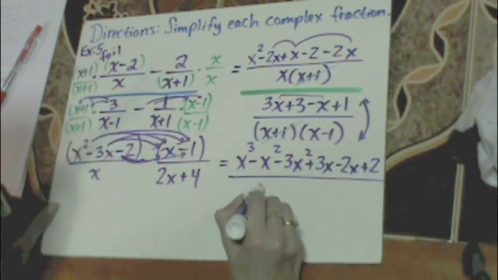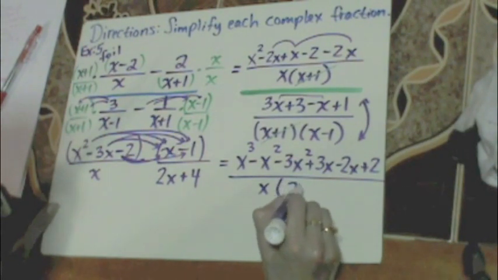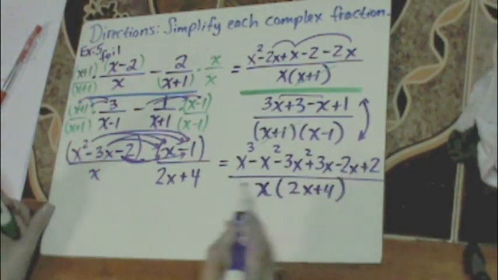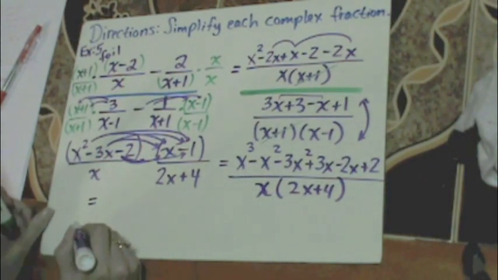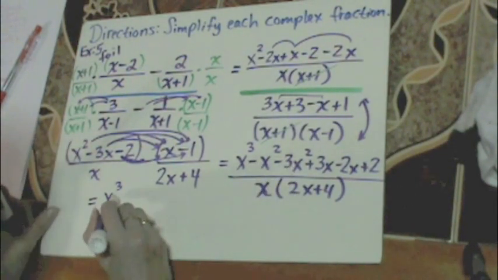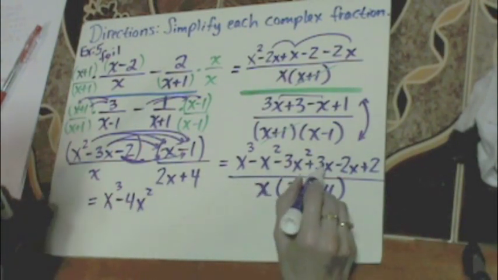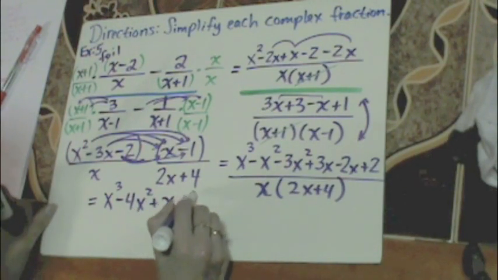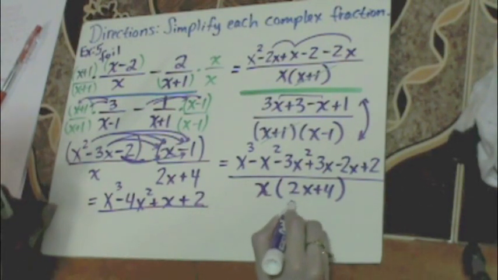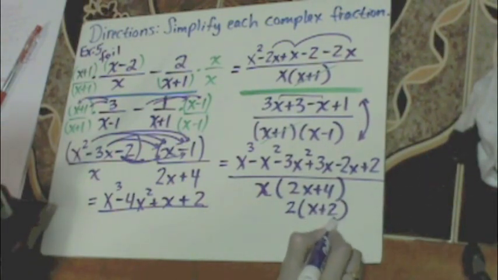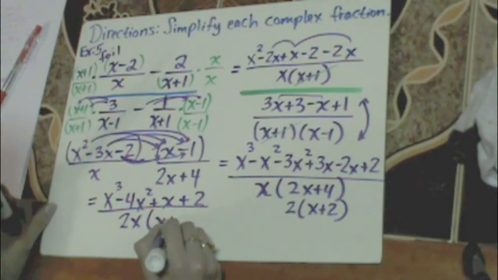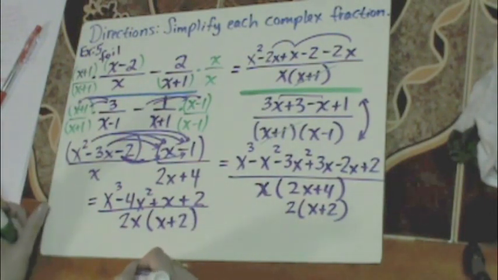Divided by x times 2x plus 4. Okay, so this is an x here. Alright, so let's simplify the top. So I've got x cubed. I've got a negative x squared, a minus 3x squared, because that's a negative 4x squared. And then I've got 3x minus 2x, which is an x, and then plus 2. Divided by, there's my x. I can factor out a 2 here. So this is 2 times the quantity x plus 2, but times this x. So the final answer there for my denominator is 2x times the quantity x plus 2. And there's my final answer.